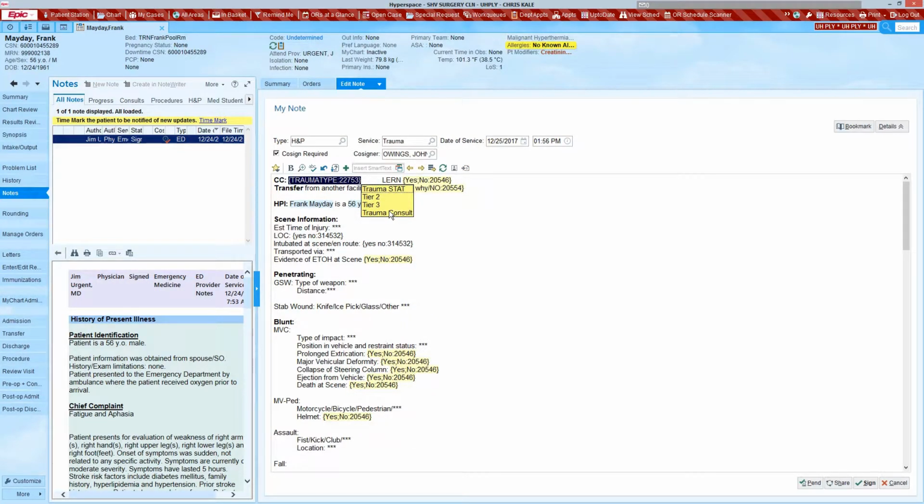After hitting F2 once, we pop to the very top of the note at the chief complaint, where it asks us to select a type of trauma. This is where we'll state whether the trauma was a trauma stat, tier 2, tier 3, or trauma consult. A trauma stat is the highest level trauma, or tier 1 trauma. The trauma service takes care of these patients in the trauma bay. A tier 2 is a second tier trauma, also handled in the trauma bay, where the emergency room is primary for the patient. However, trauma still follows the patient in the trauma bay and can be called for admission at a later time if deemed necessary.